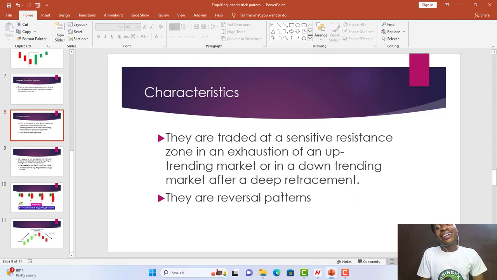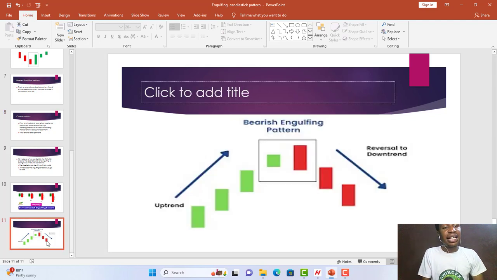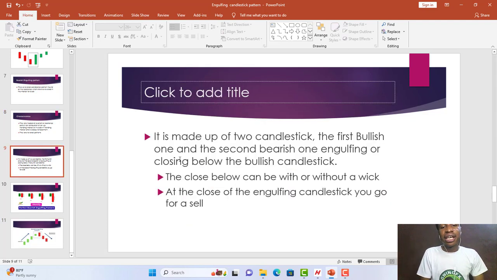So there are reversal patterns too. They are known as reversal patterns in the market, just as seen here. It's made up of two candlesticks: the first, the bullish one, and the second, the bearish one.